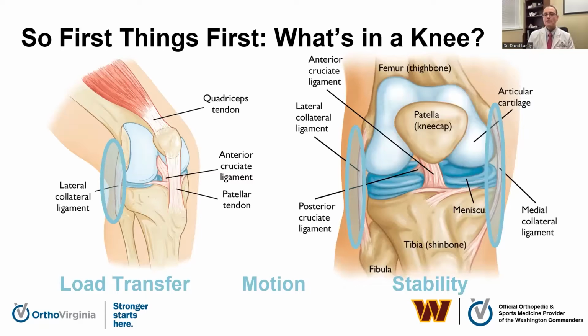And then finally, to do the motion and the load transfer, you need knee stability. There are ligaments on the inside and especially on the outside of your knee that help keep the bones aligned while you're trying to move and have all that load transfer. And those are highlighted here.